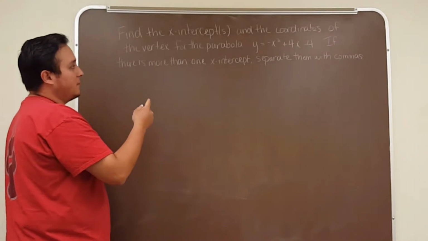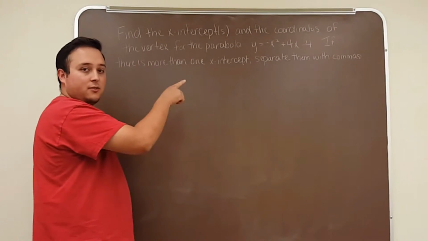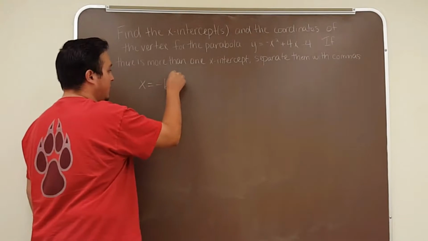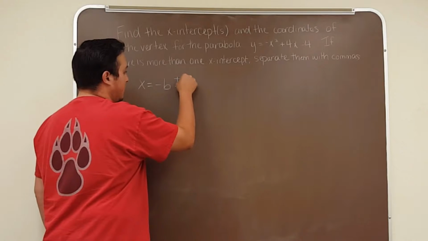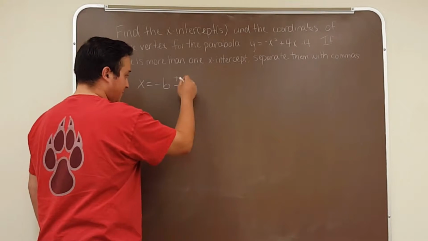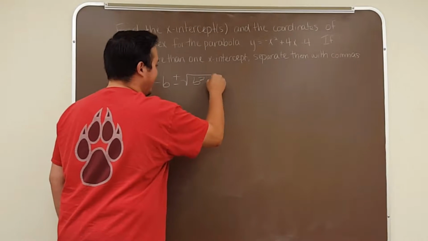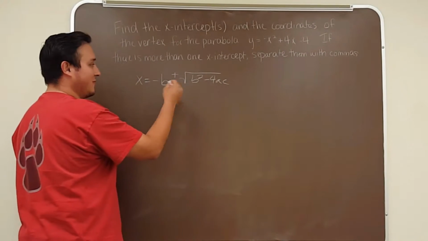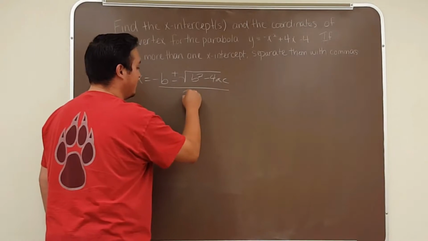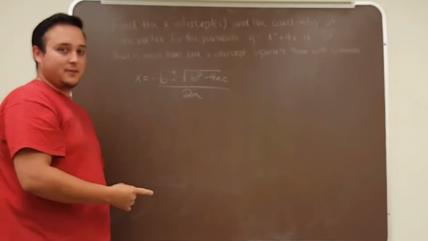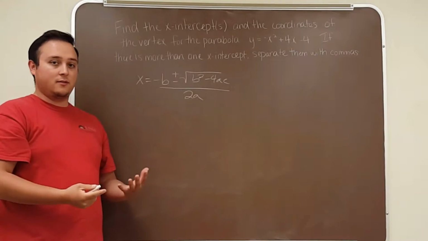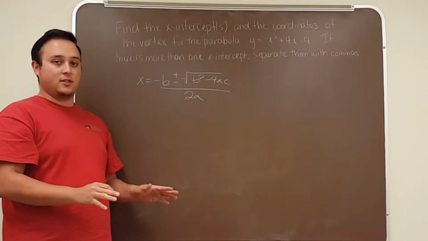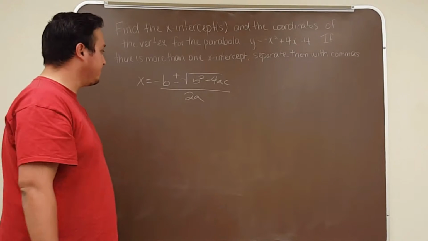So to find x-intercepts, you can factor this or you can use the quadratic formula. Now remember that the quadratic formula is x equals negative b plus or minus the square root of b squared minus 4ac, all over 2a. This is to find x-intercepts. I'm going to use factoring to find the x-intercepts, but this is a surefire way. This will find any x-intercepts of any quadratic equation.